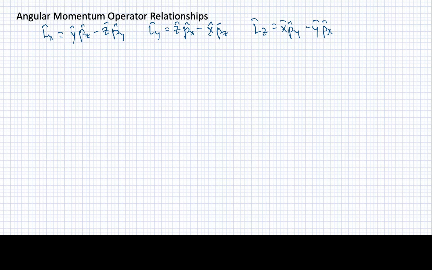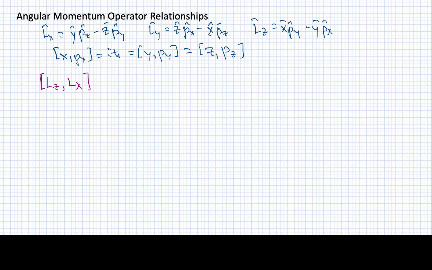What I do have, though, is that we're going to need these commutator relations. The commutator of x and px is equal to i h bar. That's also equal to the commutator of y and py and the commutator of z and pz. These are going to be very useful in showing the relationships between the angular momentum components. So, for example, let's suppose that I want to determine the commutator of Lz and Lx.